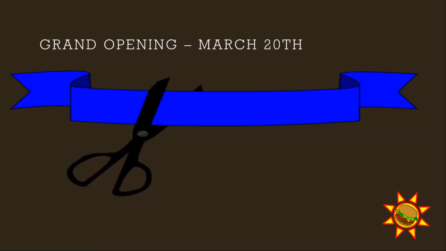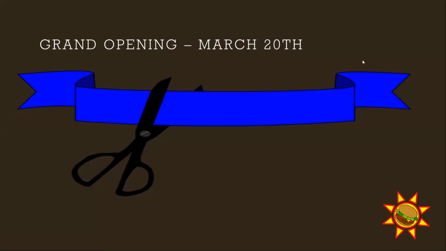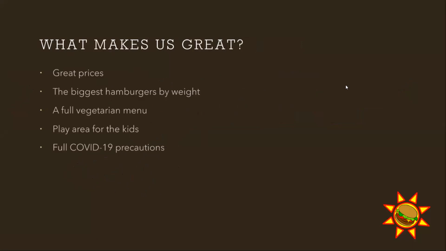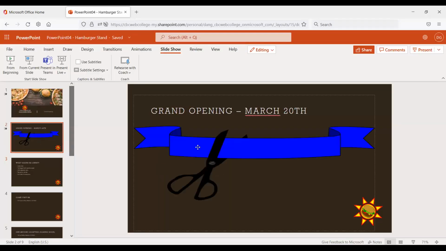So I'll just do it. I'm going to run the animation again. So it says this, grand opening, March 20th. So I talk about, we can't wait. We've been working hard and we're going to have our big grand opening on March 20th. Click again. This is going to be the new place for lunch in Patterson, or whatever I want to say. Then I click again and move on. So that's a way to use the exit animation as opposed to the entrance animation.